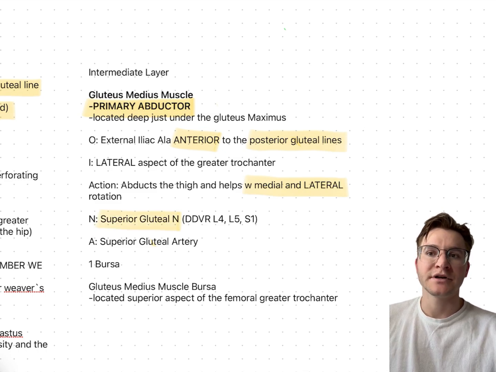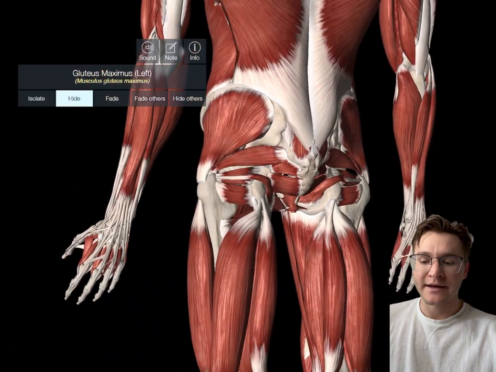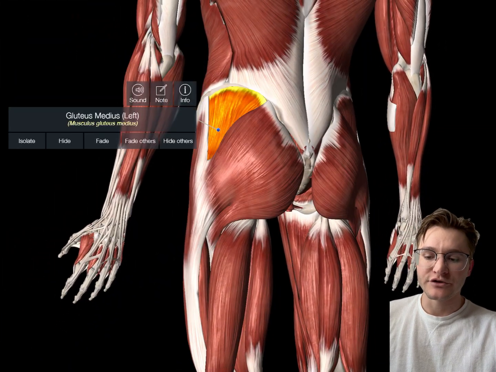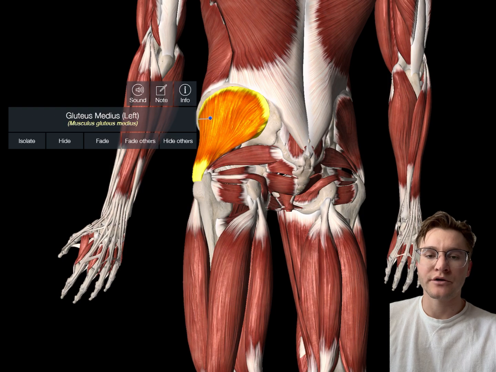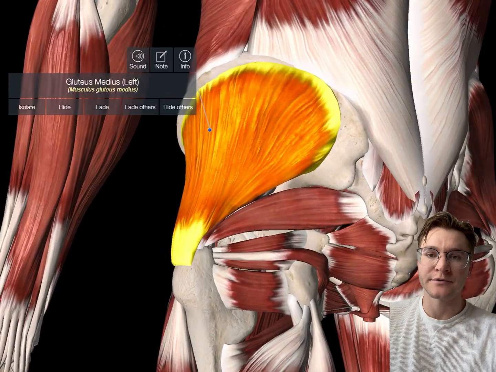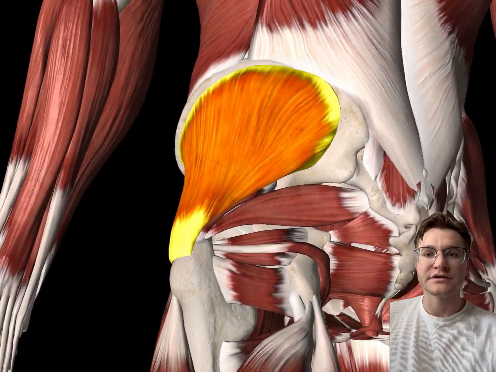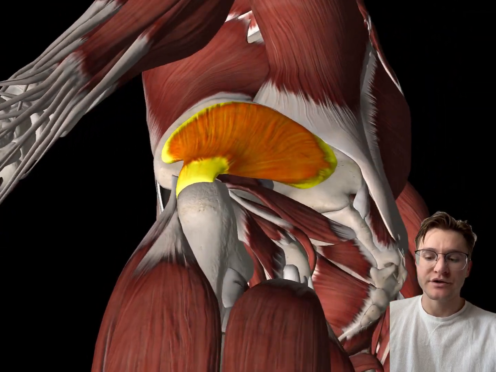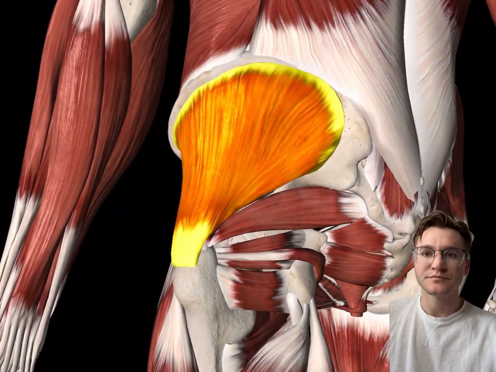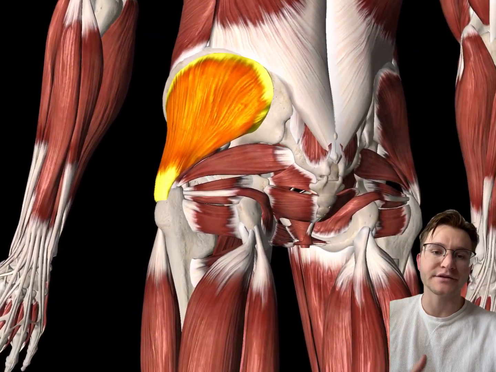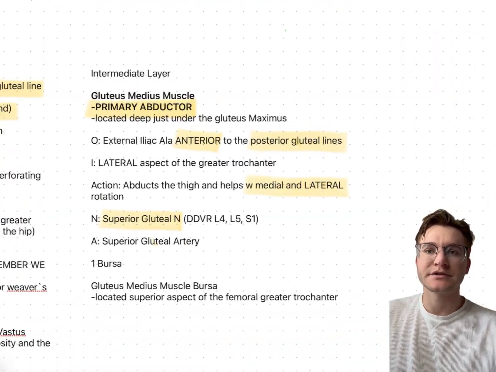Its action is to abduct the thigh and then medially and laterally rotate the thigh. We have our nerve, which is the superior gluteal nerve, and our artery is our superior gluteal artery. We have only one bursa associated with this muscle, and it's our gluteus medius muscle bursa. Not as common of a bursa as the three of our gluteus maximus.